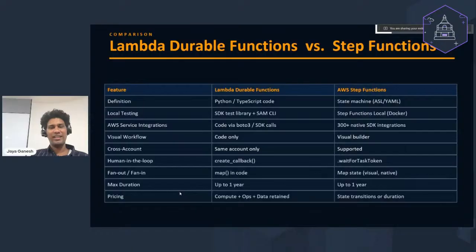Durable function is application based. So whenever you are familiar with Python or maybe TypeScript, and you want to write the entire workflow in these languages, then durable function is what you need. And then step function uses the Amazon States Language or YAML, so you need another set of languages there. And then local testing, yeah, you can do it using the SDK for durable functions, and for step function, we have Lambda functions.